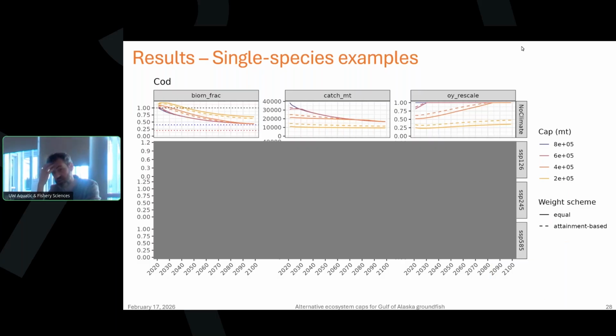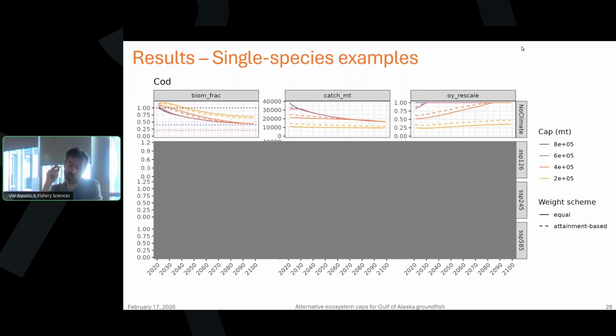Let's put a pin in the dash lines for a second. I'll start from the biomass fraction. So that's what we were talking about a minute ago. You're starting your run from near B0, and folks that are familiar with Gulf management and Alaska management, of course, know cod isn't anywhere near unfished right now in the Gulf of Alaska.